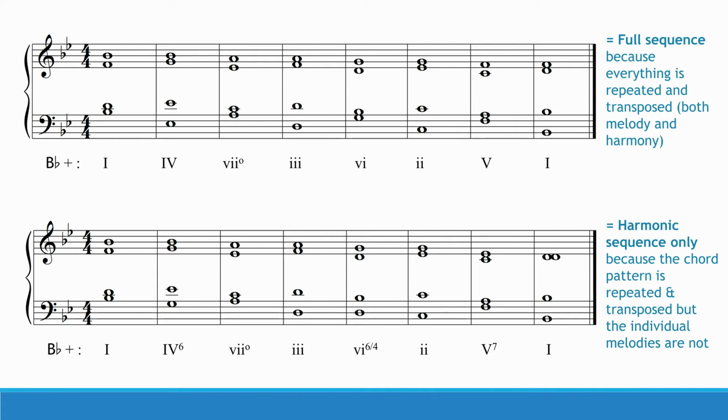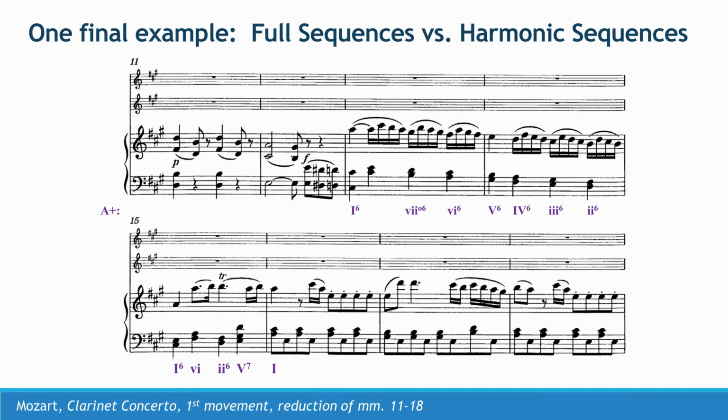It's a harmonic sequence only if we're just talking about the pattern between the chord roots. So we're going to take a look at one final example just to see some of those differences between melodic sequence, harmonic sequence, and full sequence. This is our exact same Mozart clarinet concerto that we looked at a few minutes ago, but this is a slightly earlier section in the same piece. Let's have a listen.